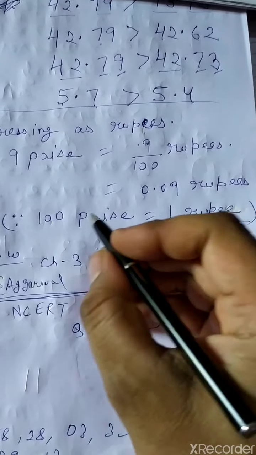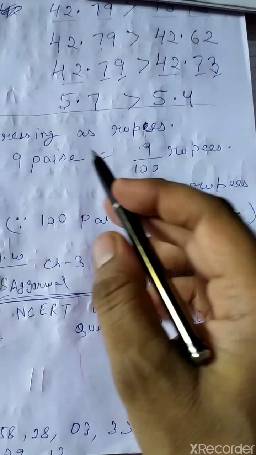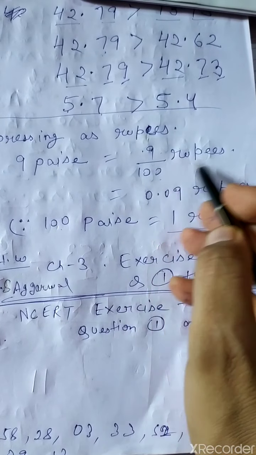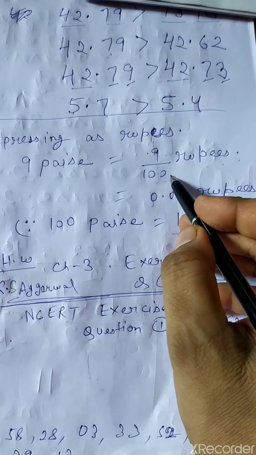Since 100 paise equals 1 rupee, that's why 9 paise equals 9 by 100 rupees. So to convert into rupees, divide by 100.